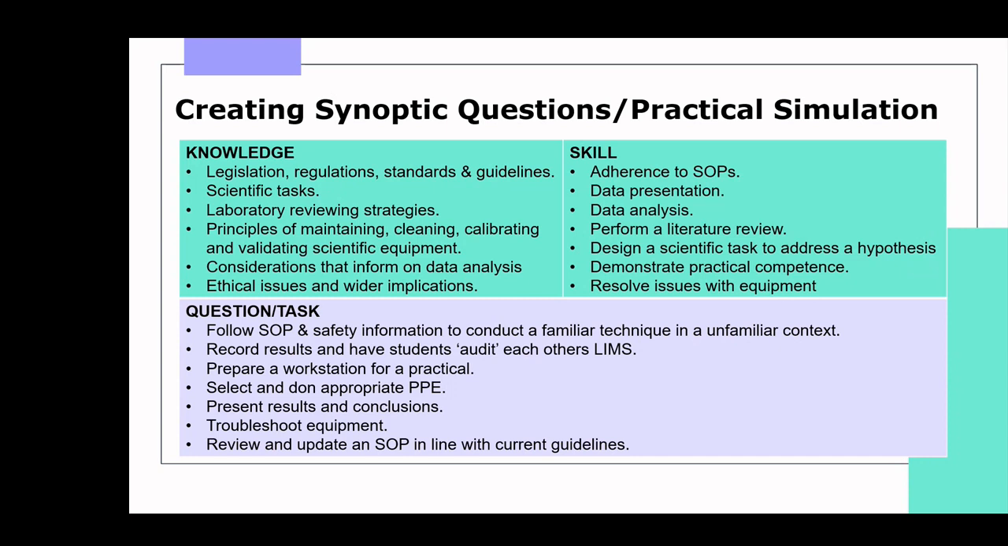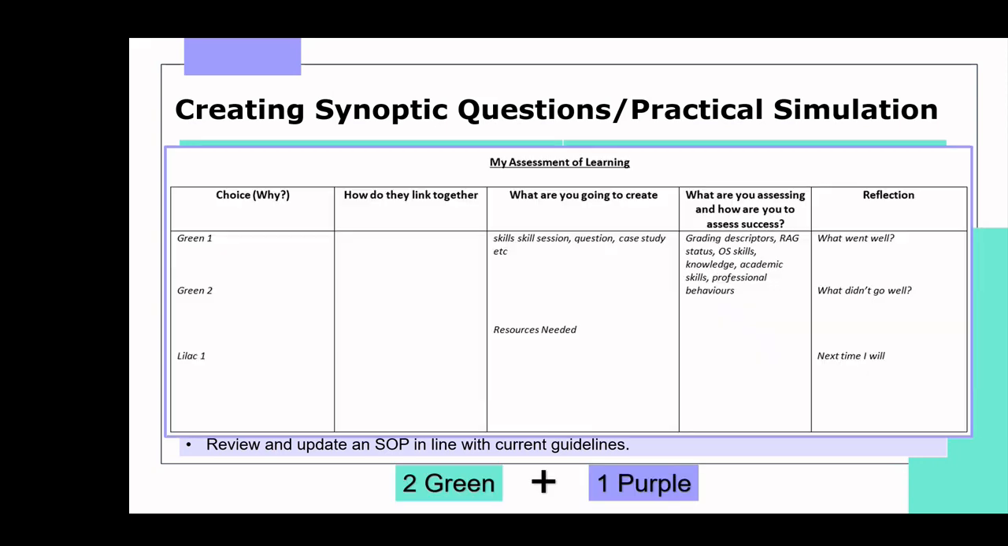They would then complete an assessment of learning as they go through the process and use these to evaluate, as seen here. So this is an example of an assessment of learning. The students will have to explain why they've chosen their 2 green and their lilac, and how they link together.